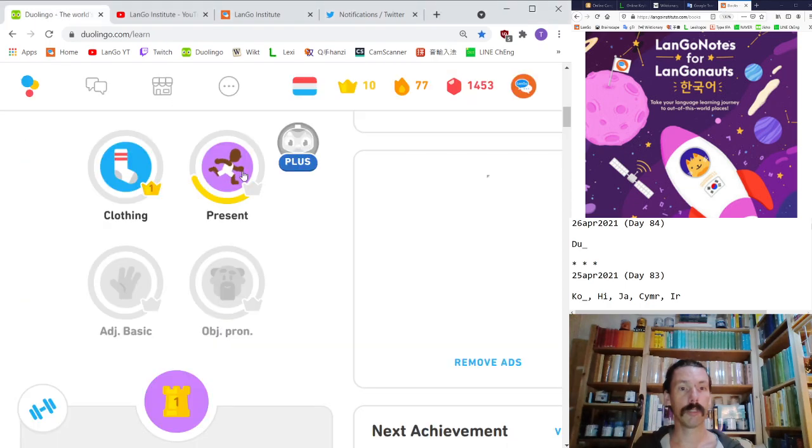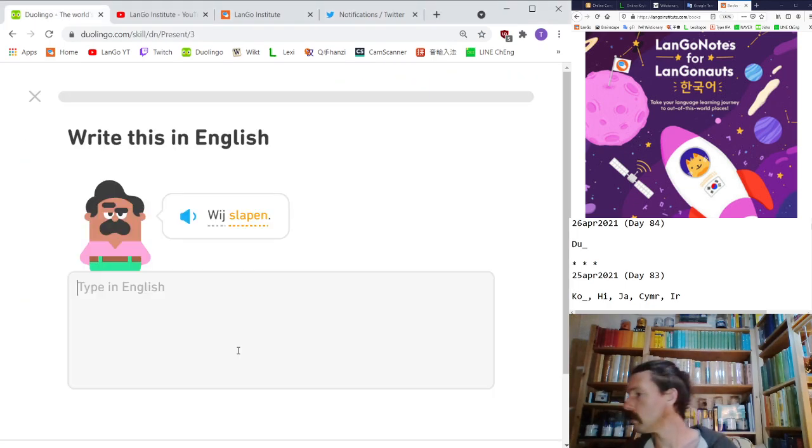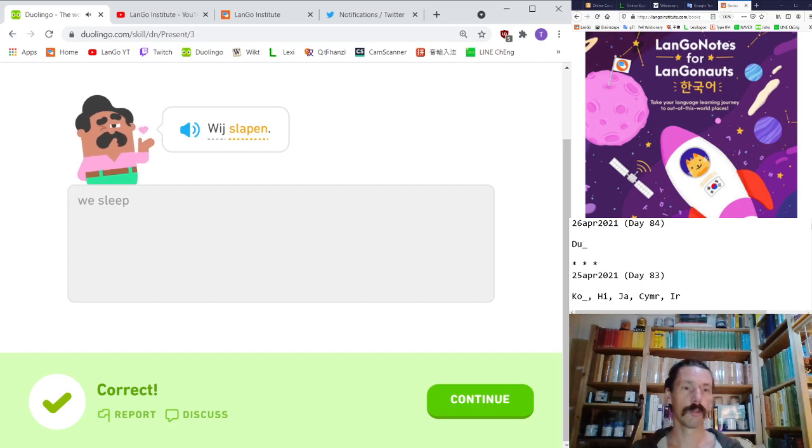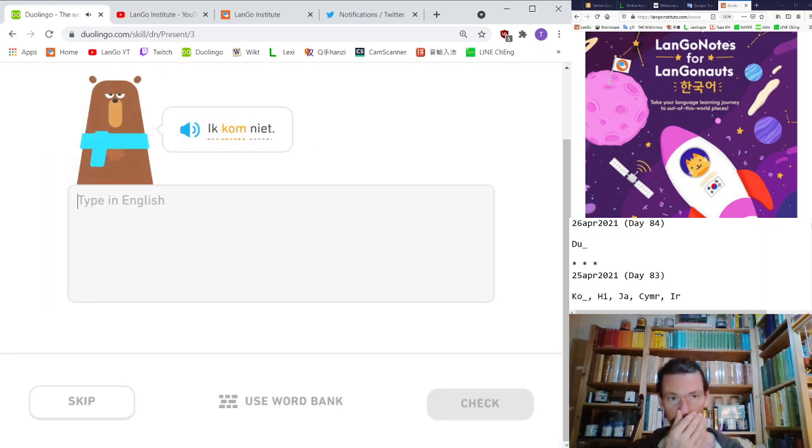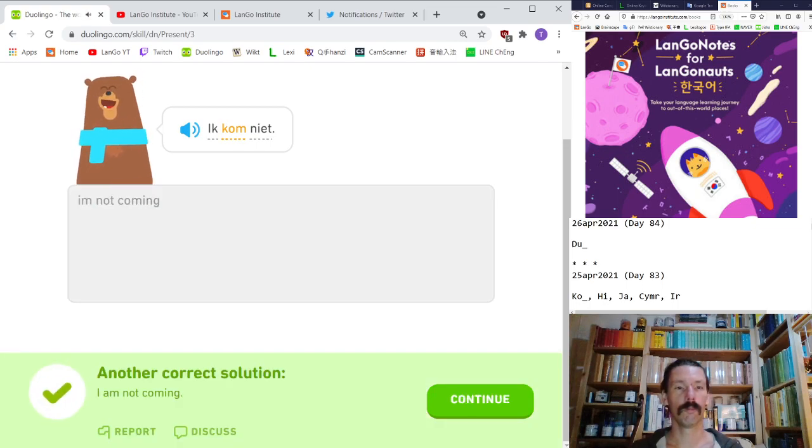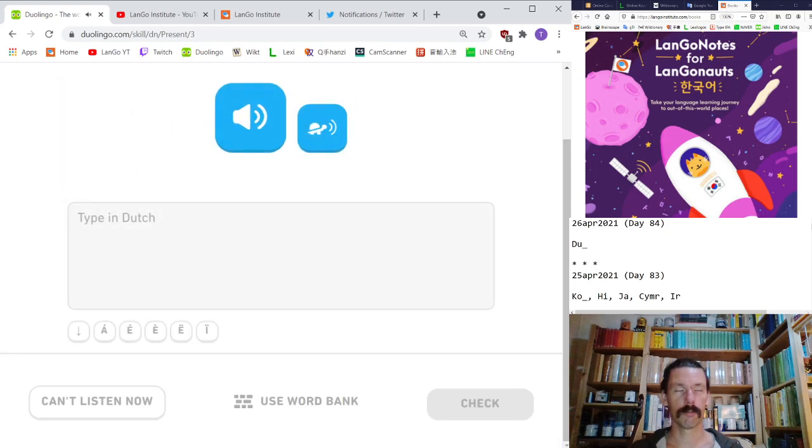Alright, beginning with some Dutch now. Wij slapen. We, the stressed form. Slapen, long vowel, and no N sound at the end of the verb. Ik kom niet. Not coming. I come not.